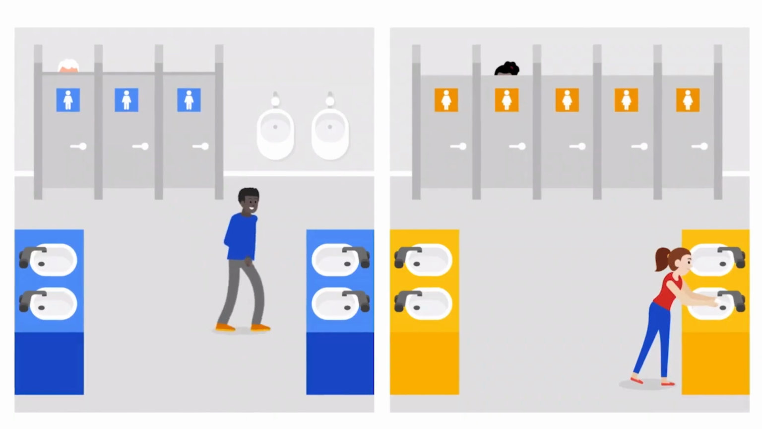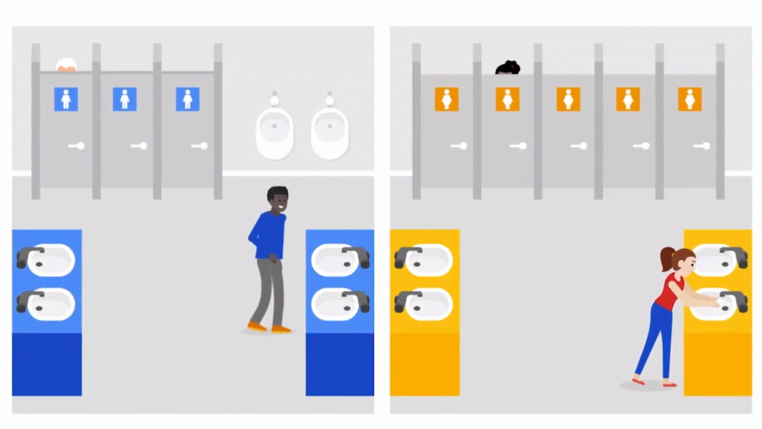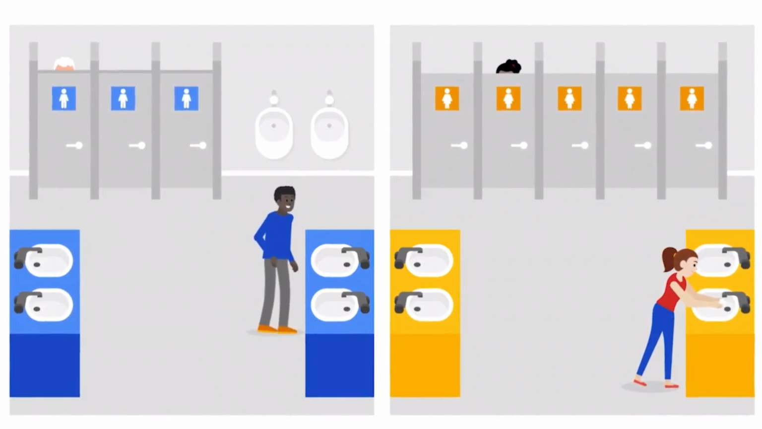Another example of how equity affects gender is with public restrooms. If a business offers a men's room and a women's room, each with the same number of stalls, that would be an example of equality. However, that's not an equitable design.